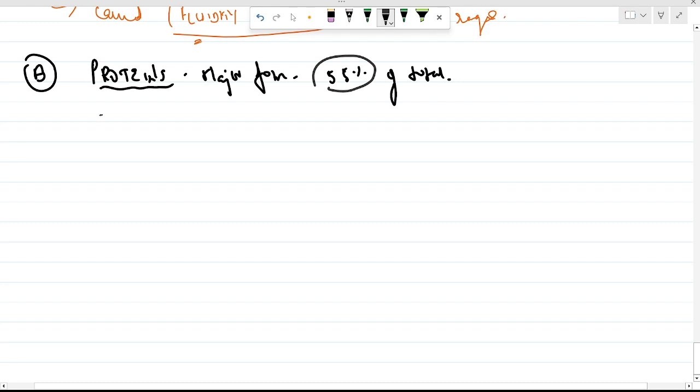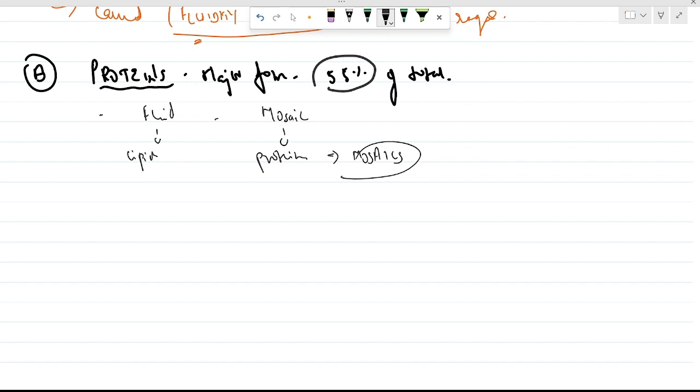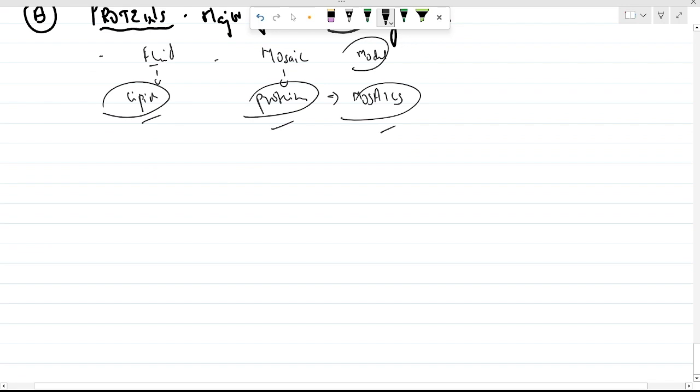So initially we have seen this fluid mosaic model. This fluid term is for lipids. The remaining mosaic term is for proteins. These proteins are also called mosaics. So the fluid mosaic model is based on the lipids and the proteins. So we are going to see the types of proteins. There are, more importantly, 3 types of proteins.